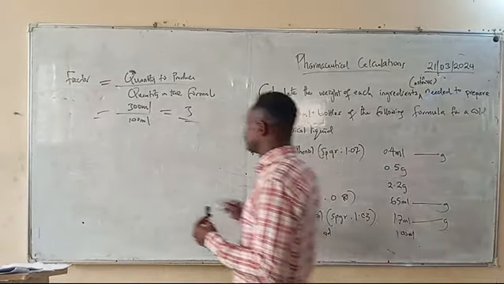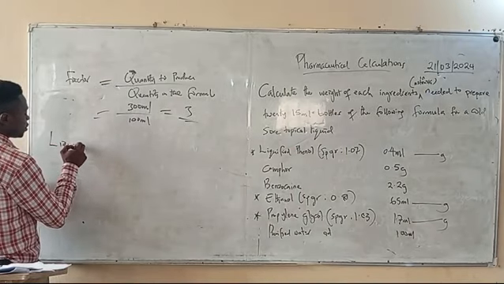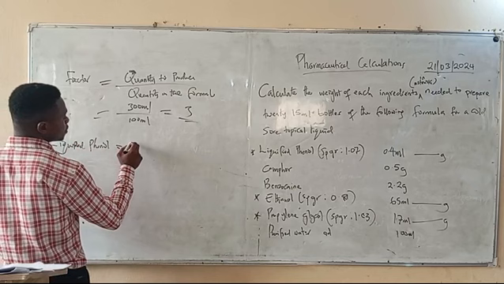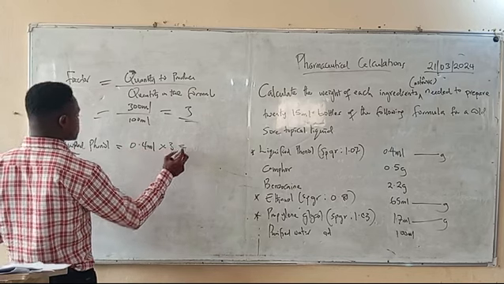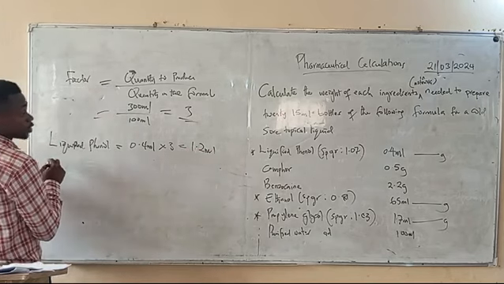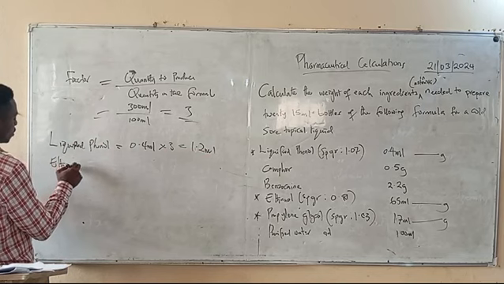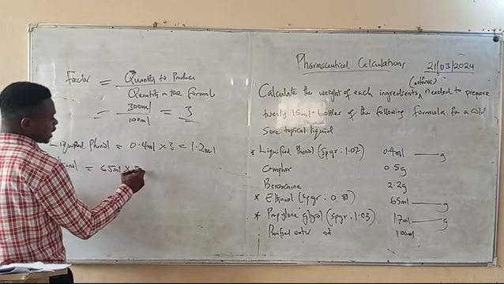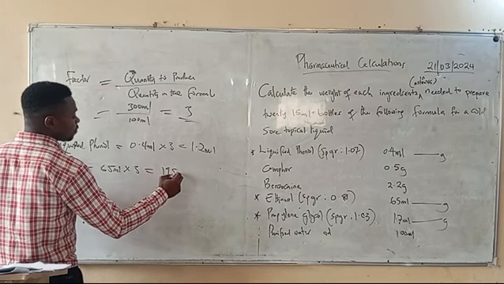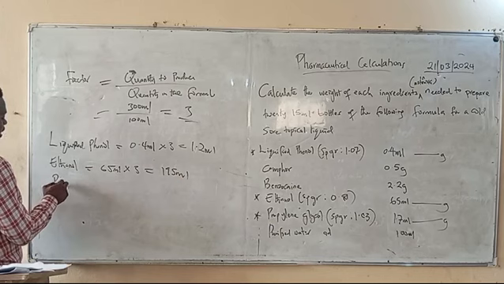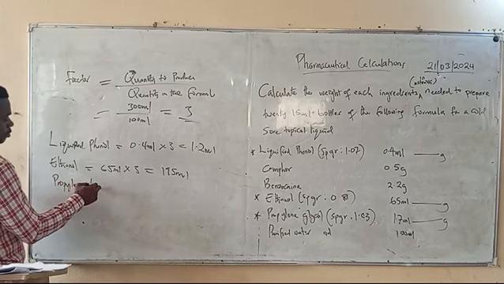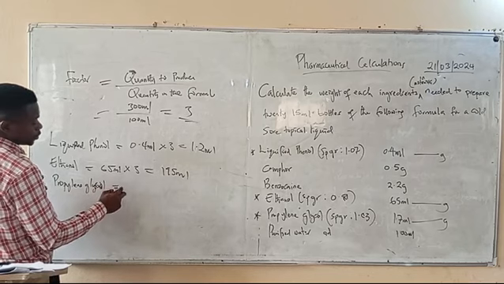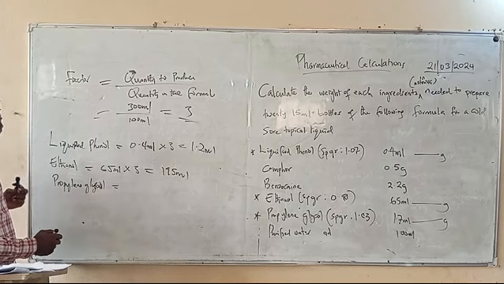So the first one is liquefied phenol. For liquefied phenol, 0.4 ml times 3, which is 1.2 ml. Next one is ethanol, 65 ml times 3, which is 195 ml. Next one is propylene glycol. So what is the volume of propylene glycol?